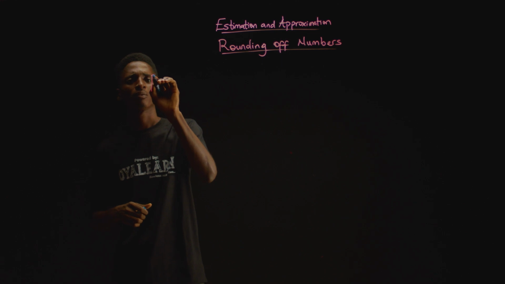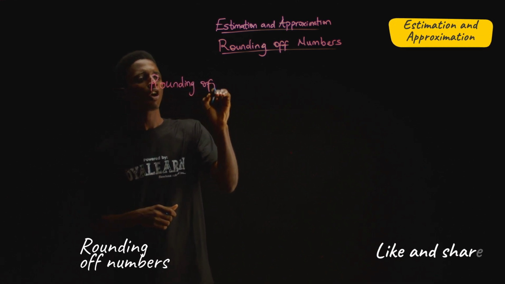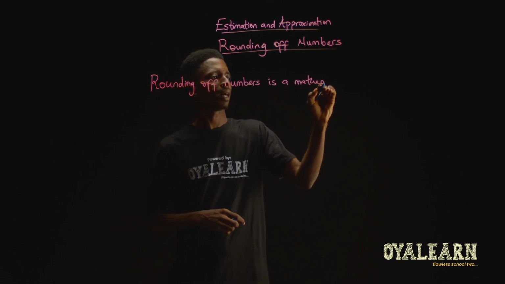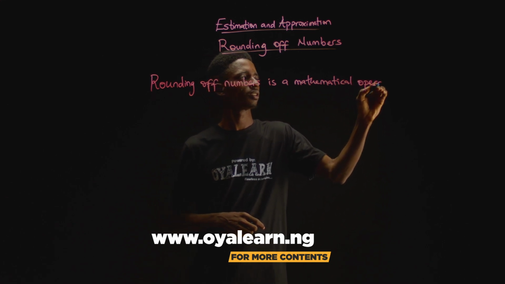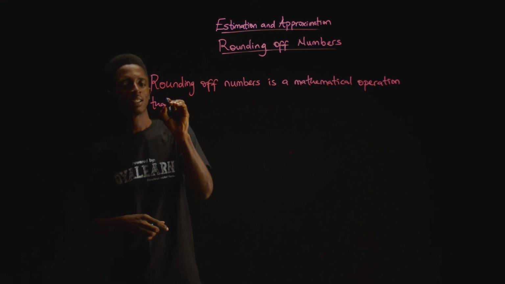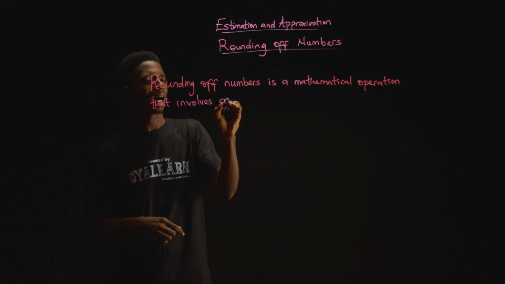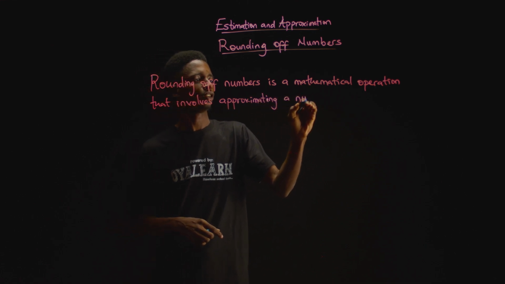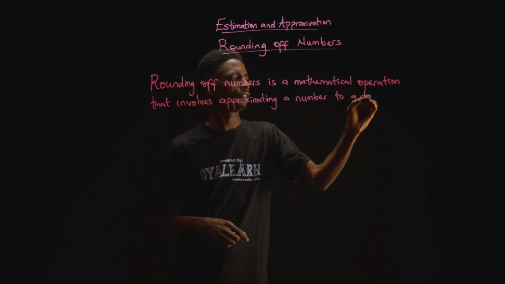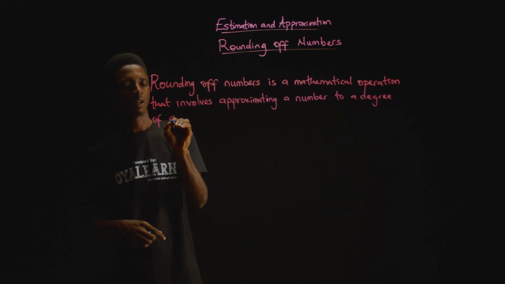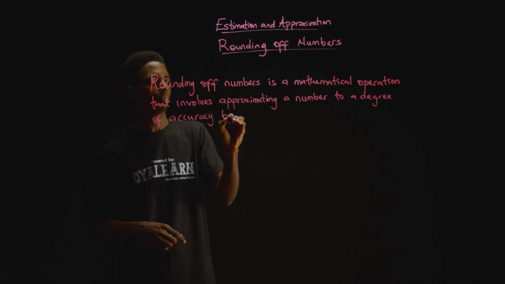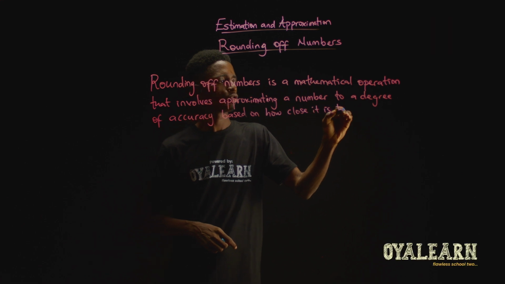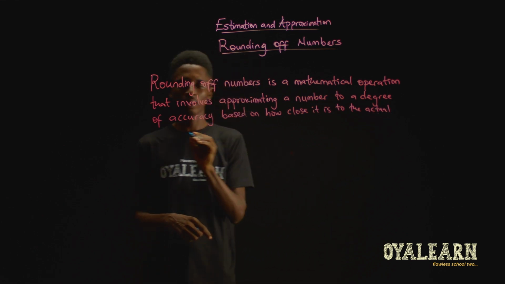So let's define. Rounding off numbers is a mathematical operation that involves approximating a number to a degree of accuracy based on how close it is to the actual value.